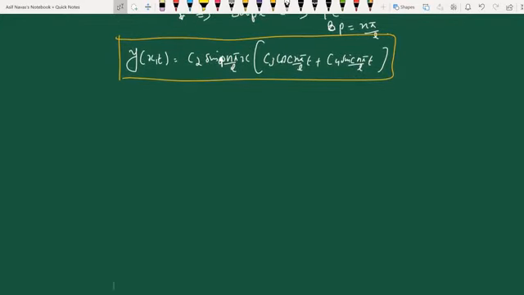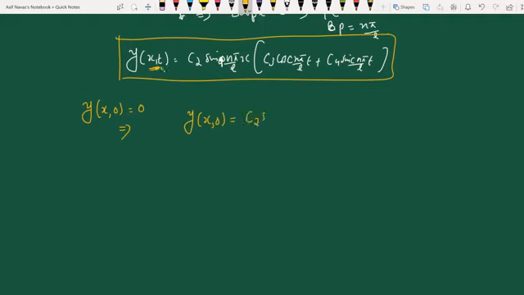Now, we have another given condition. What is the given initial condition? y of x, 0 is equal to 0. This implies y of x, 0 is equal to, I am replacing t by 0.